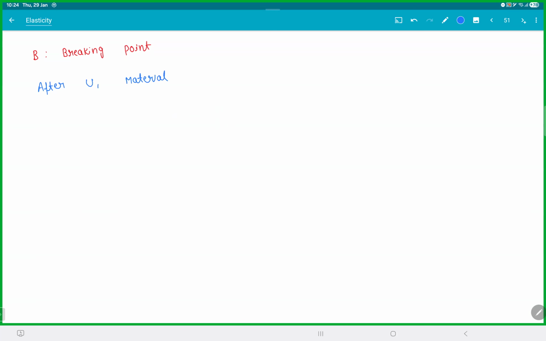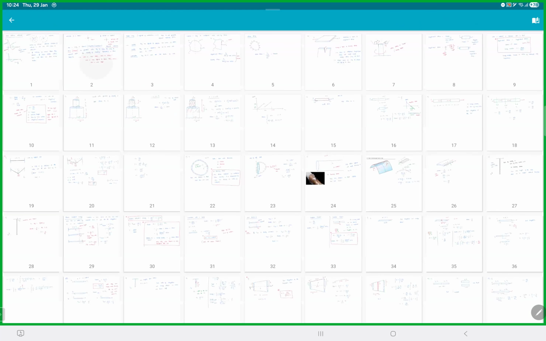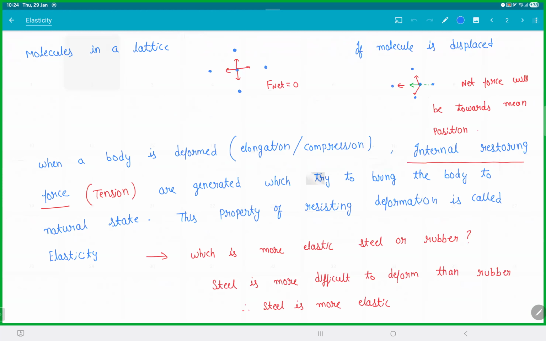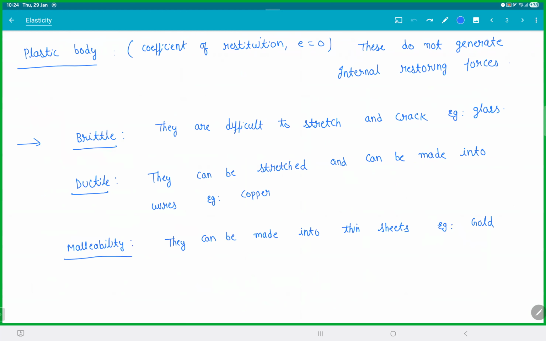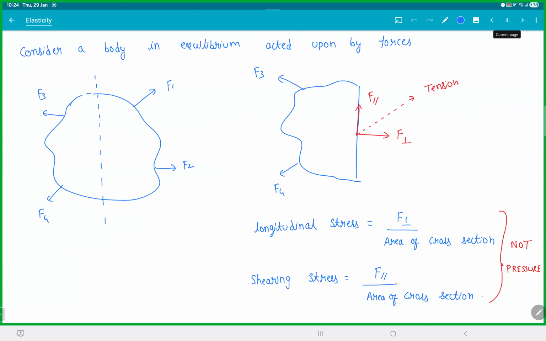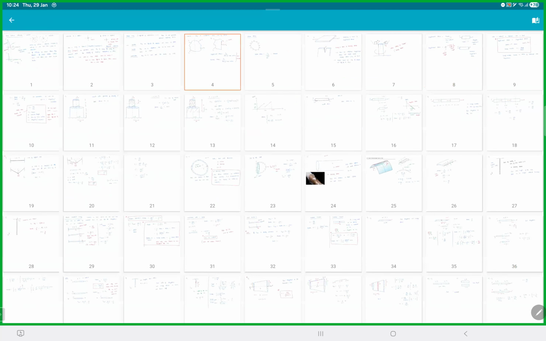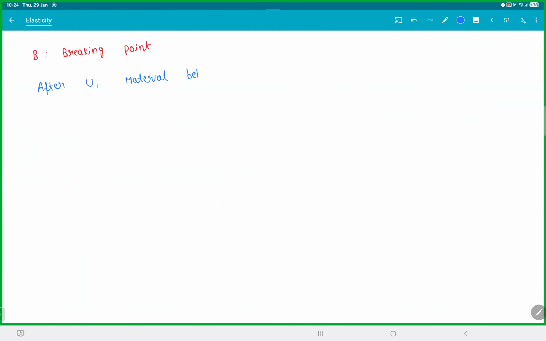Do you remember what plastic materials are? We defined it in the beginning. What is a plastic body? These do not generate internal restoring forces. Meaning like chapati dough. The material got so messed up. It's like your chapati dough. Did you ever take chapati dough and hold it? What happens? It stretches on its own, right? It just keeps on stretching. The material behaves like a plastic body. Think of chapati dough. That is a good example.